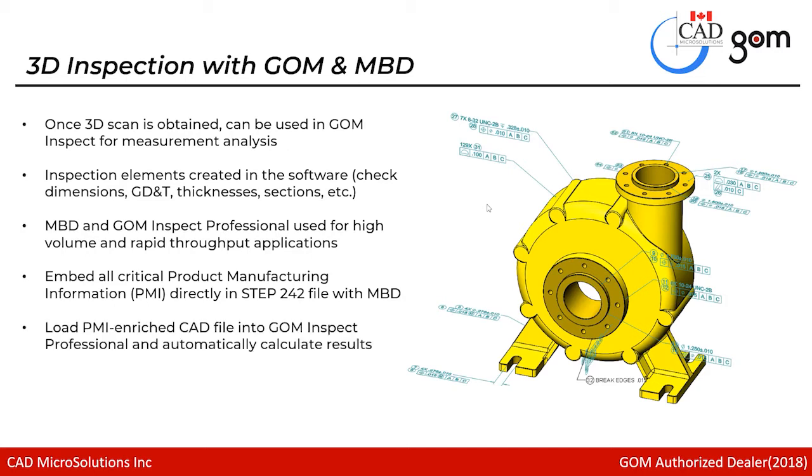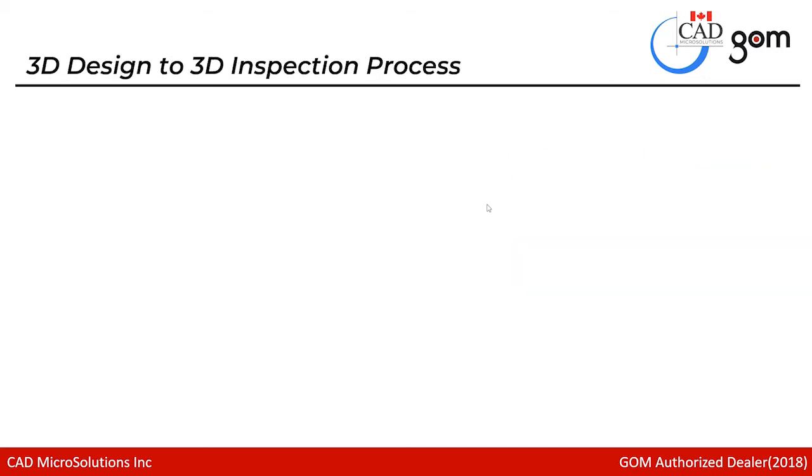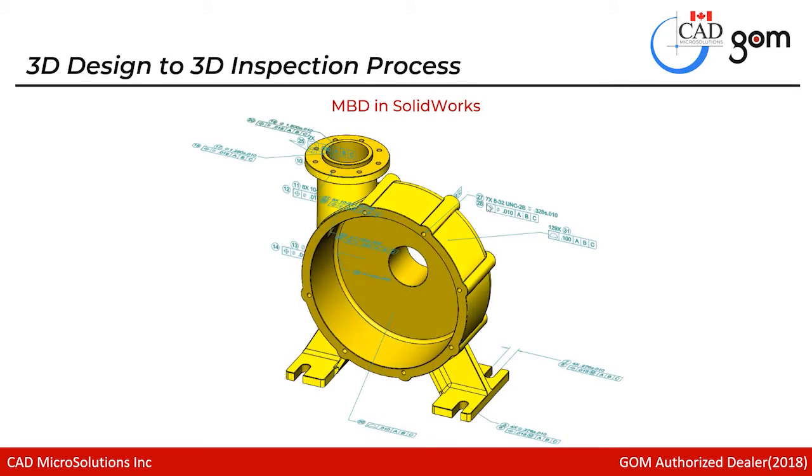Now with this STEP 242 file, we can load that PMI enriched CAD file into GOM Inspect Professional, where the software will automatically create all the inspection elements we would normally have to do manually one by one, therefore saving a ton of time coming from the design workspace in SOLIDWORKS and all the way over to our inspection workspace in GOM Inspect. So let's take a quick look at the overall 3D design to 3D inspection process.